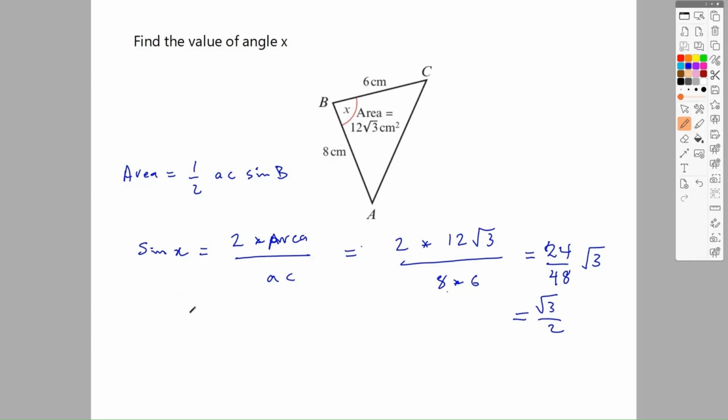So this is sine x, so that means x equals sine inverse of the answer, and we know this is a common angle, which is 60 degrees.